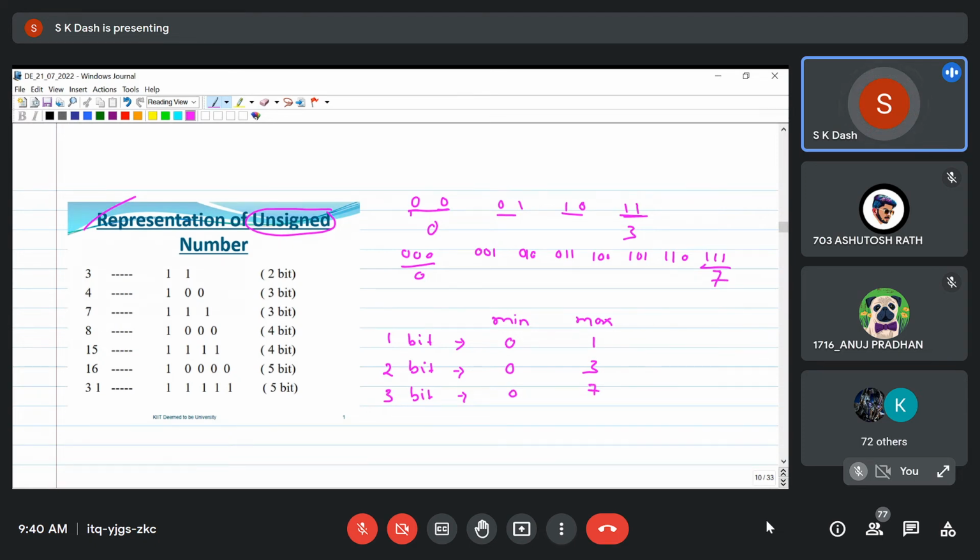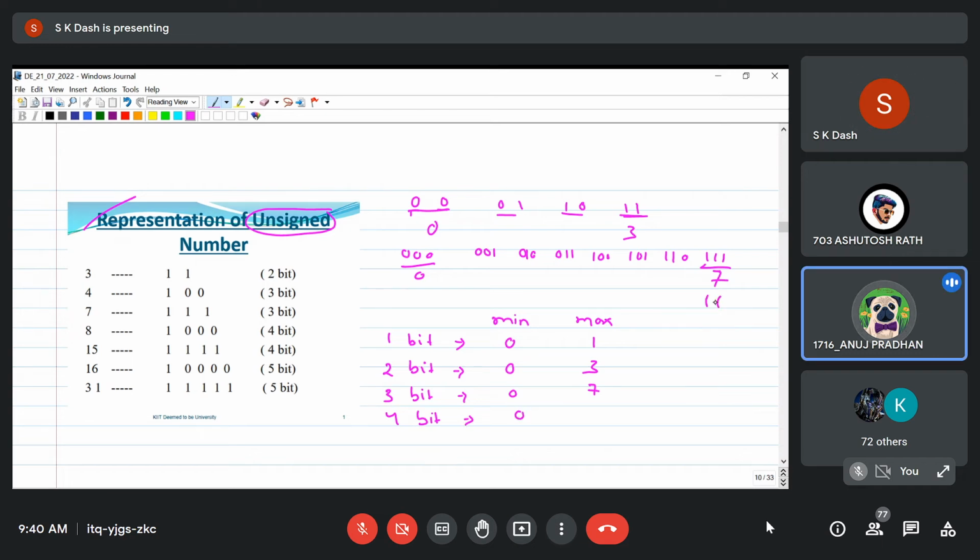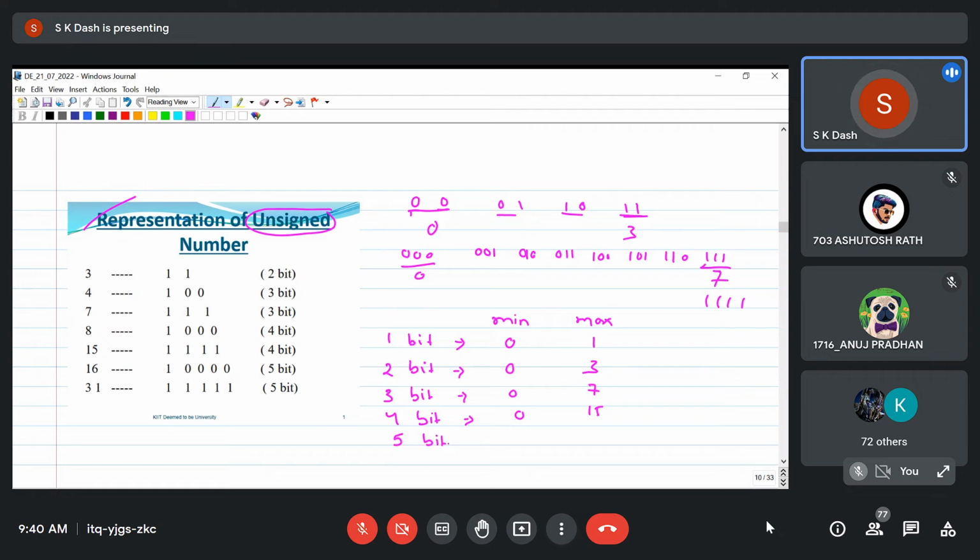Next, if we go for 4 number of bits, what will happen? What will be the minimum one? Zero. Maximum will be 4 ones, which means 15. Similarly, if I go for 5 bits, minimum will be 0, maximum will be 5 ones, which means 31. Similarly, if I go for 6 bits, minimum will be 0, maximum will be 63.